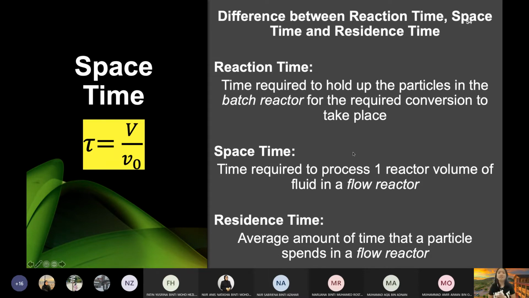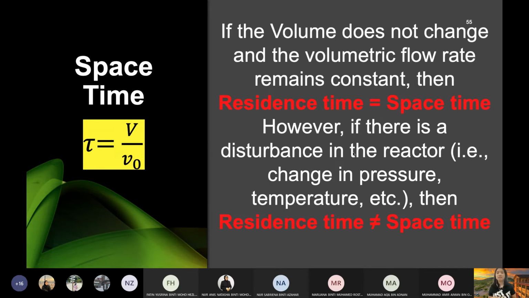So the difference between space time and residence time is this: space time we calculate based on the initial volumetric flow rate. That is the flow rate you pump and set in the system. Next week in the lab you will see that you set the volumetric flow rate and adjust it. Let's say you adjust it to 1 liter per second. You use that to calculate, and that is your space time.